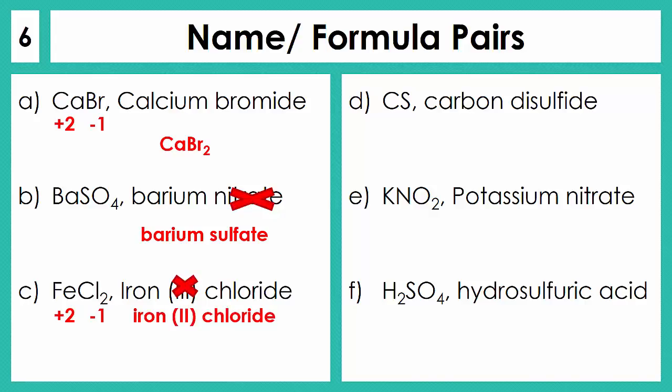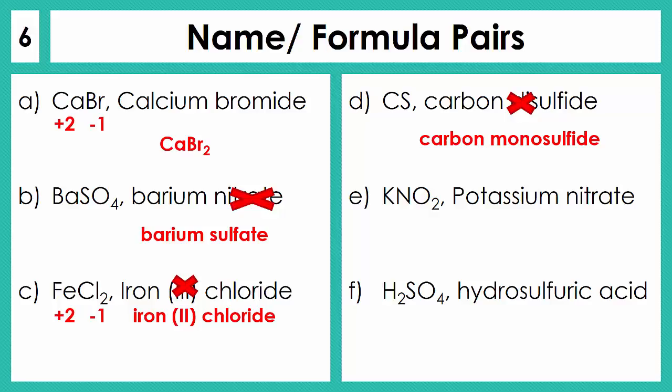I should call this iron 2 chloride. Then I have carbon disulfide. So if we look at the formula, there's one carbon, but we never start with mono. And then there's only one sulfide. So to fix this, I could either call it carbon monosulfide, or if I wanted to, I could also put a 2 after that sulfur.